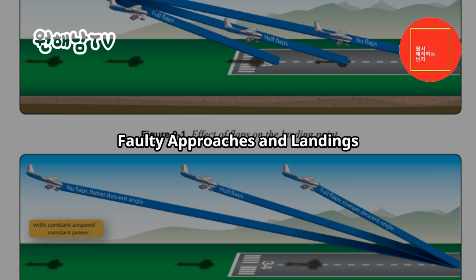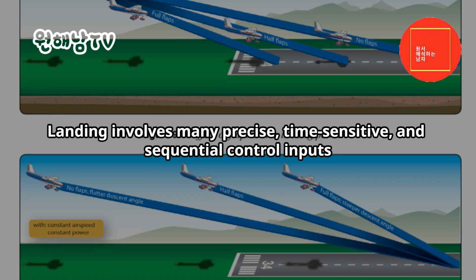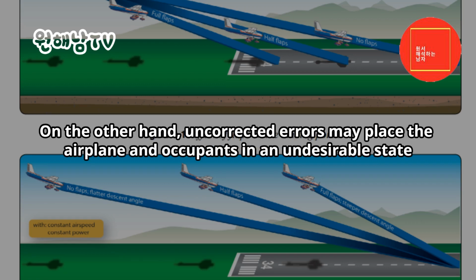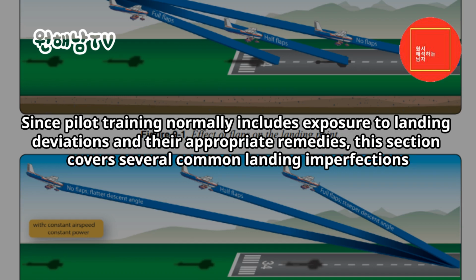Faulty approaches and landings. Landing involves many precise, time-sensitive, and sequential control inputs. When corrected early, small errors are often not noticeable. On the other hand, uncorrected errors may place the airplane and occupants in an undesirable state. Since pilot training normally includes exposure to landing deviations and their appropriate remedies, this section covers several common landing imperfections.